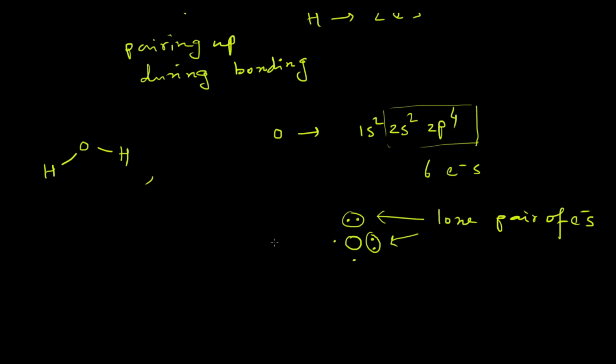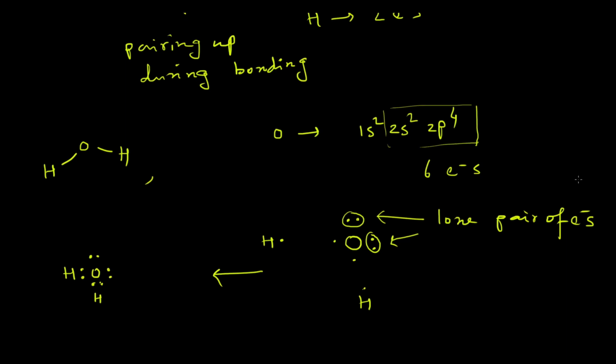And now if we place 2 hydrogen atoms around this oxygen atom to form 2 oxygen hydrogen covalent bonds to form the water molecule, it will look like this, and then the pairing of electrons from hydrogen and oxygen will take place to form the 2 oxygen hydrogen covalent bonds of the water molecule.